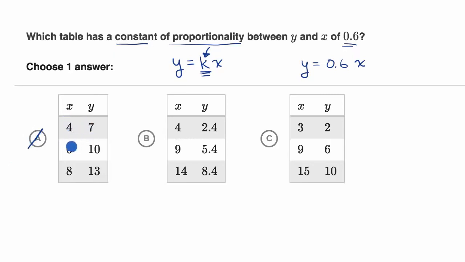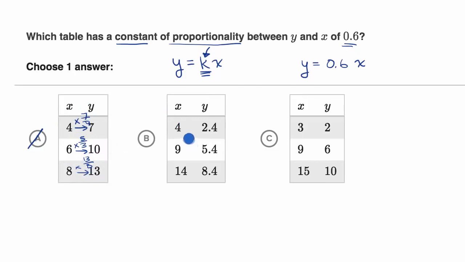In fact, this table isn't even a proportional relationship. For this first one, I would have to multiply by 7/4, and then here I'm going to be multiplying by 10/6, which is equivalent to 5/3, and here I'm multiplying by 13/8. So I'm not multiplying by the same constant every time, so this isn't even a proportional relationship.